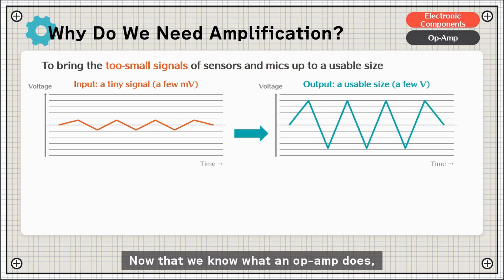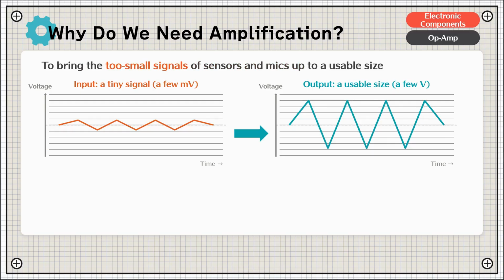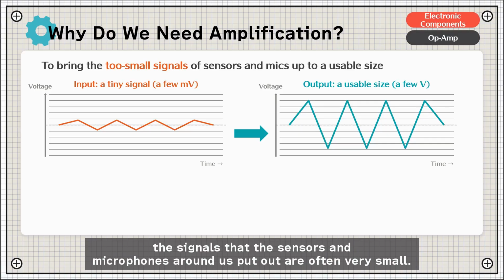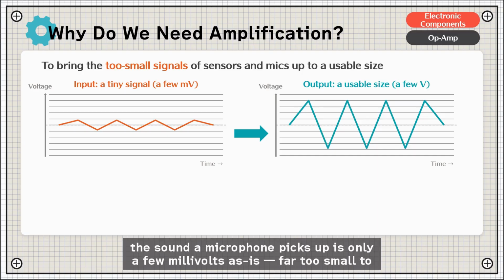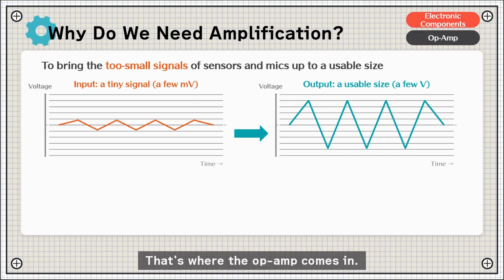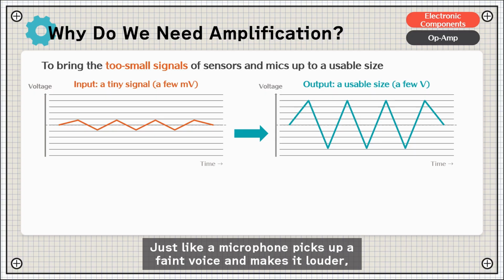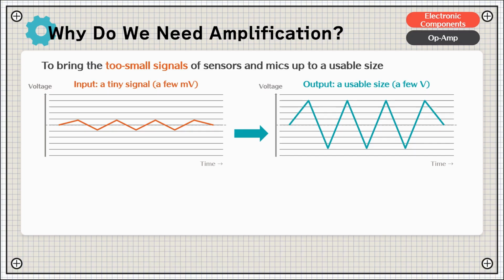Now that we know what an op-amp does, let's look at why amplification is needed in the first place. In fact, the signals that the sensors and microphones around us put out are often very small. For example, the sound a microphone picks up is only a few millivolts as is, far too small to read with a microcontroller or to drive a speaker. That's where the op-amp comes in. Just like a microphone picks up a faint voice and makes it louder, the op-amp amplifies a weak electrical signal up to a size that's easy to handle.